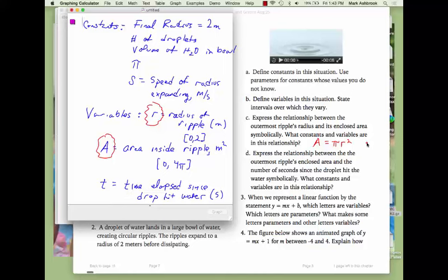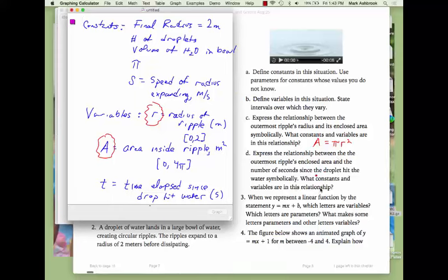Okay? Now express the relationship between the outermost ripple's enclosed area and the number of seconds since the droplet hit the water symbolically. Is there a question? If the book says express it symbolically, you just write the equation that answers the question. Yeah, these are symbols. A equals pi r squared. Those are symbols. So symbolically means an equation, an expression, something like that. Using symbols. That's what that means. Okay. Any other questions right now?